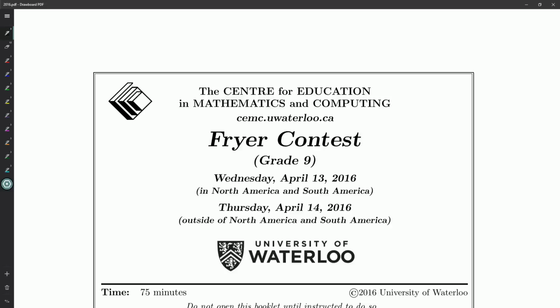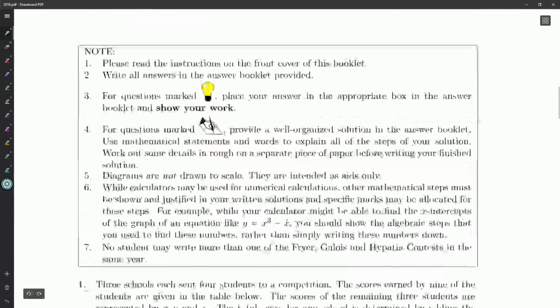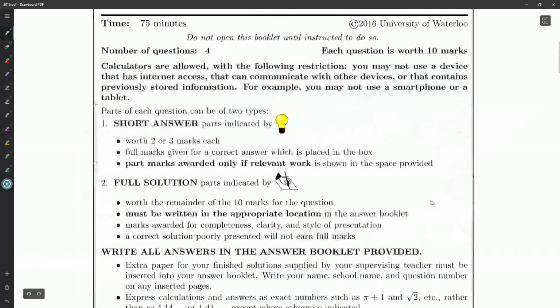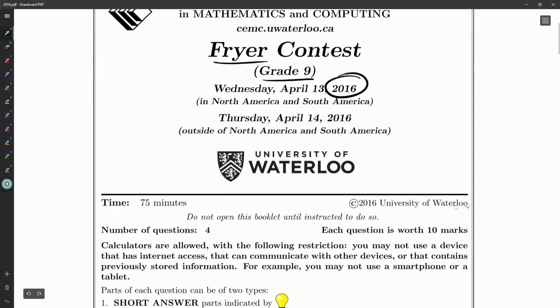This time it will be the Grade 9 Fryer Contest from 2016. Just like the other Fryer contests, this is a written solution paper. There will be a few questions where you don't actually need to provide a full solution. That's these light bulb questions. But anything with pen to paper, you do need to justify all your steps. There's only 4 questions in total.